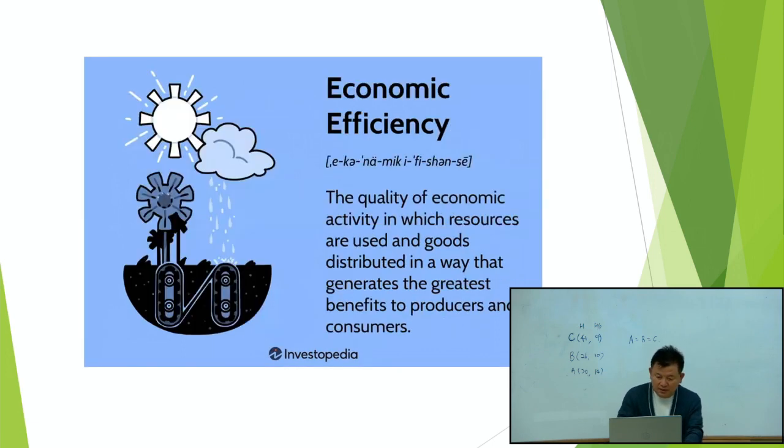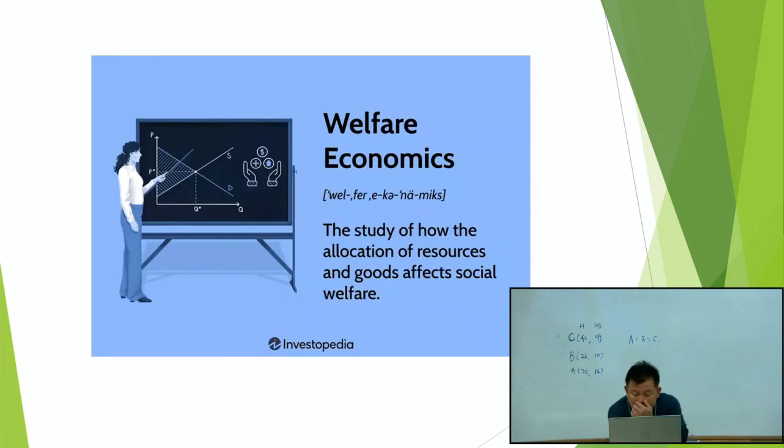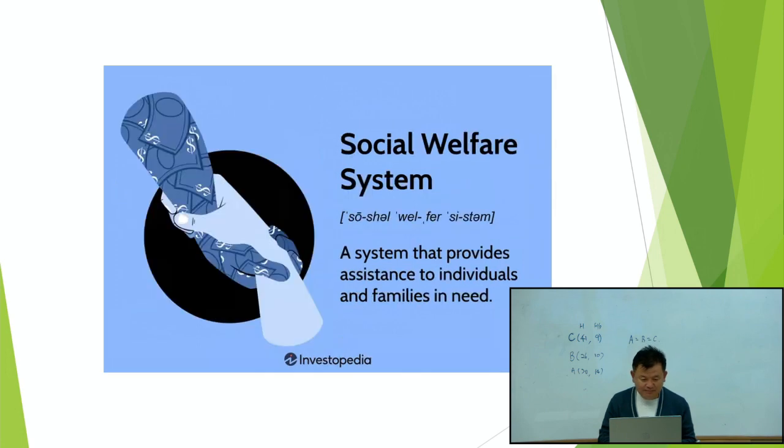This is social welfare. That's why welfare economics is related to social welfare systems: the study of how the allocation of resources and goods affects social welfare. This is welfare economics. How do we allocate that? There are many kinds of social welfare: direct money support, and sometimes direct support for medical reasons and drugs, something like that. This is welfare economics, okay?